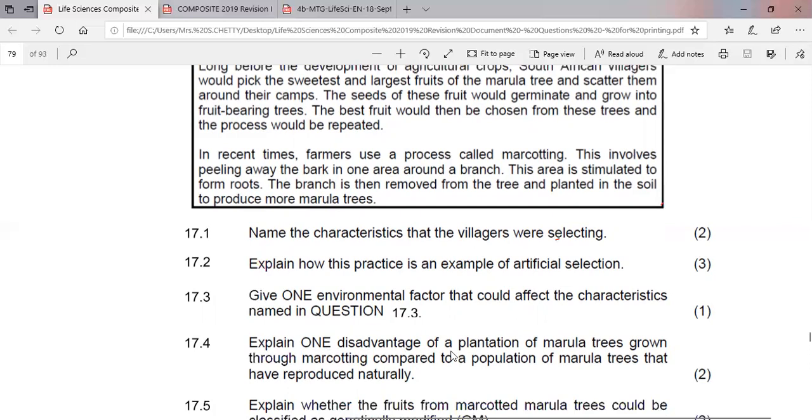Explain one disadvantage of a plantation of Marula trees grown through marcotting compared to a population of Marula trees that have been reproduced naturally. Oh, wow. Isn't this a lovely question?